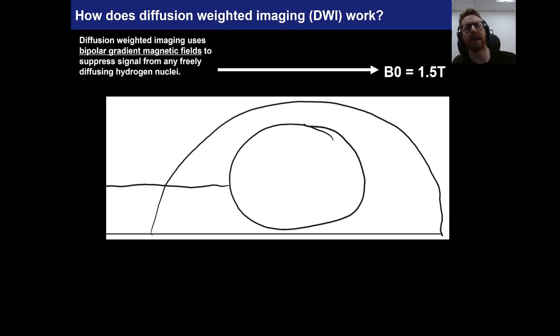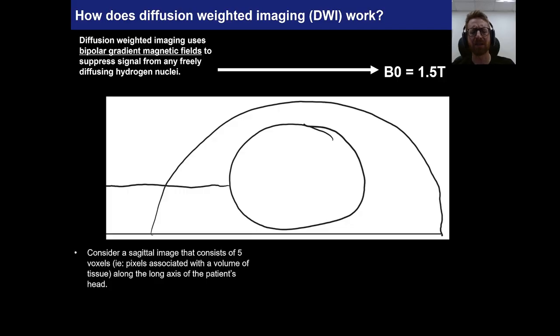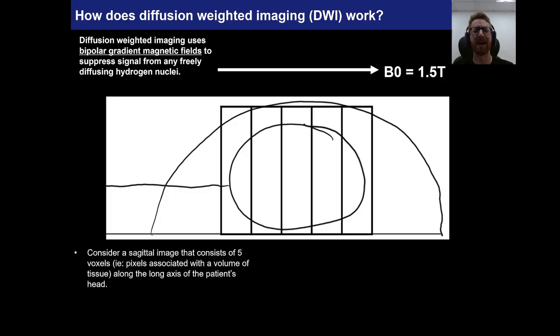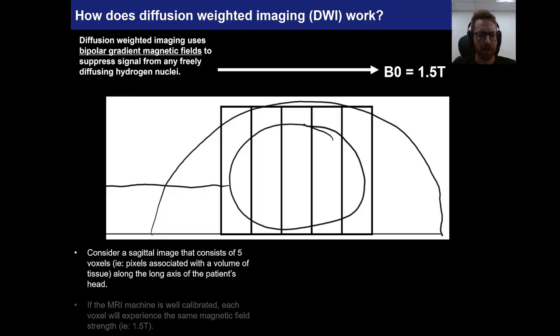So how does diffusion-weighted imaging work? The essence of diffusion-weighted imaging is the application of a bipolar gradient magnetic field. So this is the first time we're talking about gradient magnetic fields, so I'm going to try to introduce you to that concept. So consider a sagittal image that consists of 5 voxels. A voxel is just a pixel with an associated volume. Okay, this is the fundamental unit of any MR image.